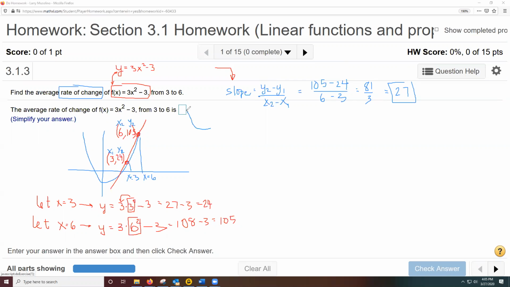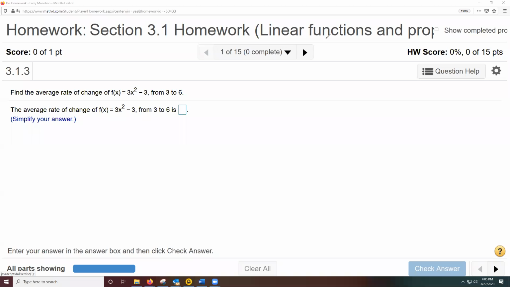Okay, so in this answer box, of course, I would be entering the answer 27. All right, let's take a look at another example.